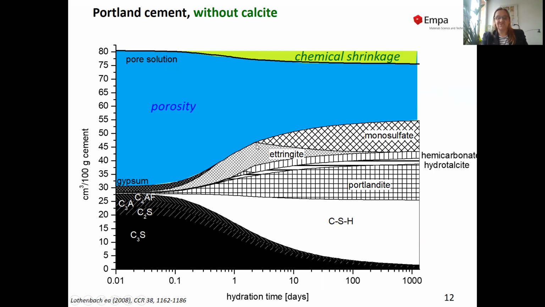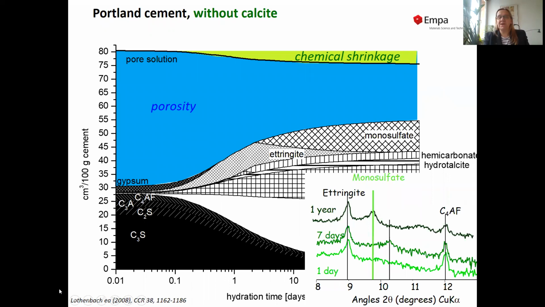At later ages, when all the gypsum has been used up and the aluminate and the ferrite phases continue to react, we then predict a destabilization of ettringite to monosulfate to account for all the additional aluminium which is present in the aluminate and ferrite phases. We can compare this prediction with experimental data.